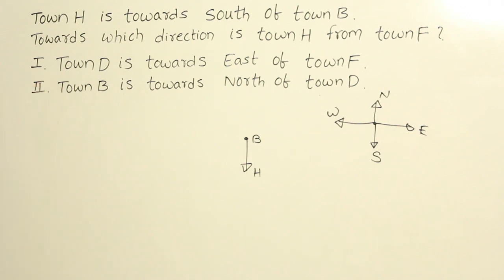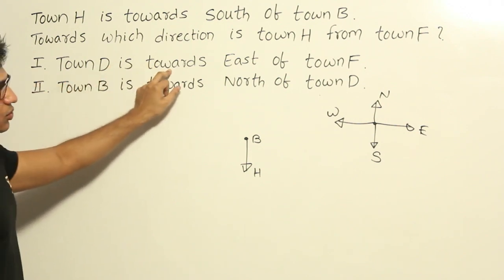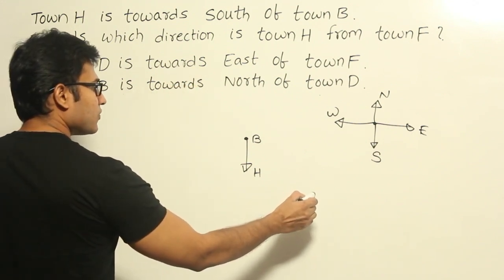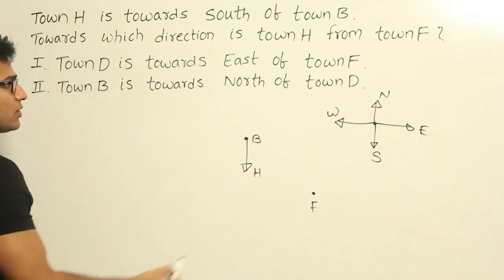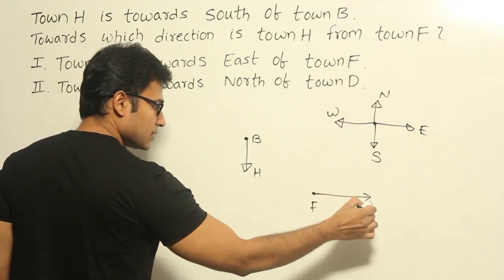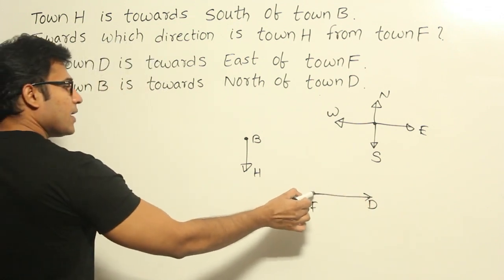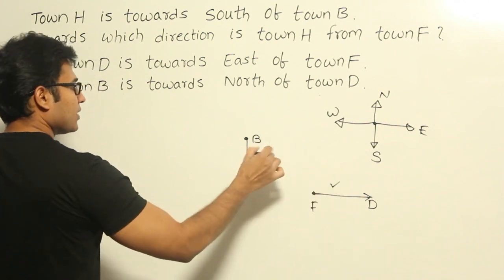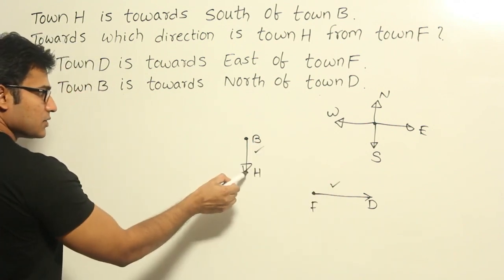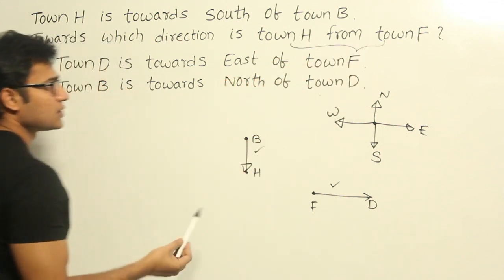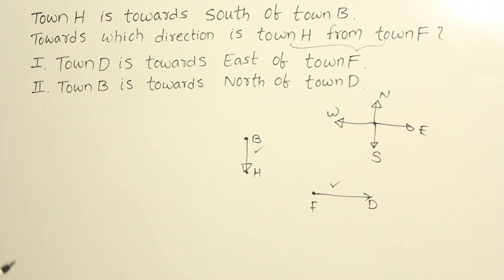And now from statement 1 they are saying that town D is towards east of town F. So if you take F as reference, then town D is towards the east of it. So D is somewhere there. Got it? Now by looking at this data and the given data, will you be able to find out the relationship between H and F? That is what is asked, isn't it? We will not be able to say it, right? Therefore, we will not be able to say the answer only by using statement number 1.